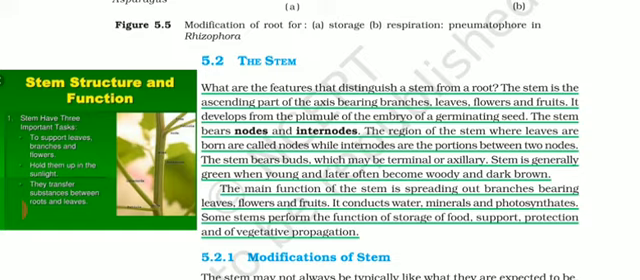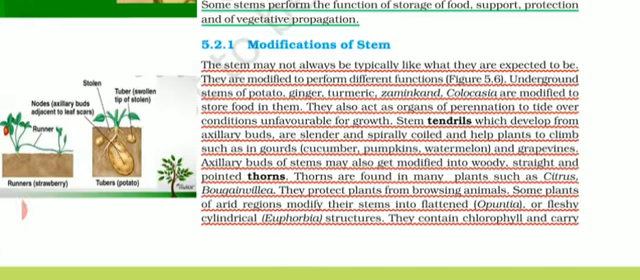The very common functions performed by the stem are that it conducts water through xylem, then it conducts minerals also through xylem, then it transports food through phloem, which are the major photosynthates. Photosynthates are the products produced during photosynthesis. And there are certain modifications where the stem can perform the function of storage of food, support, defense mechanism and vegetative propagation.